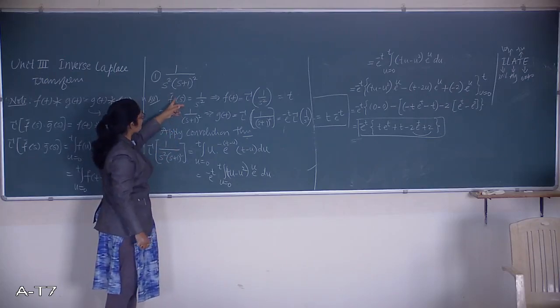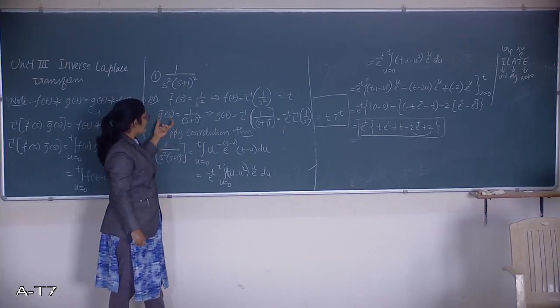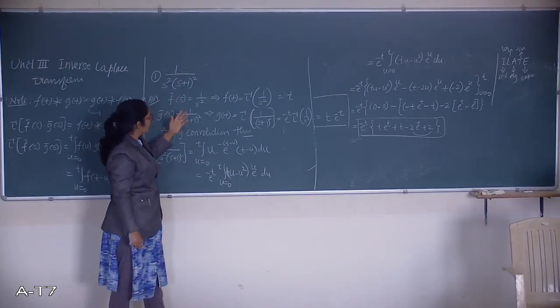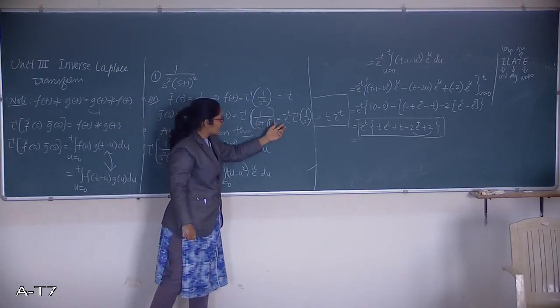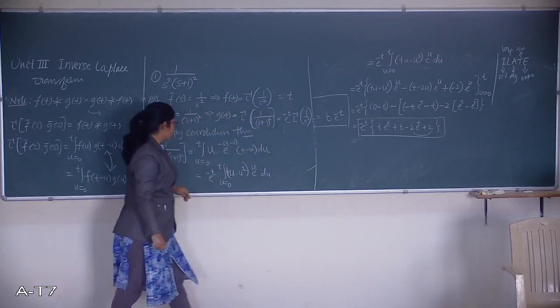F bar of s is 1 by s square, answer t. G bar of s, the second half I have taken, that is 1 divided by (s plus 1) whole square, and the inverse of (s plus 1) whole square is e power minus t. Inverse of this, that is t e power minus t.